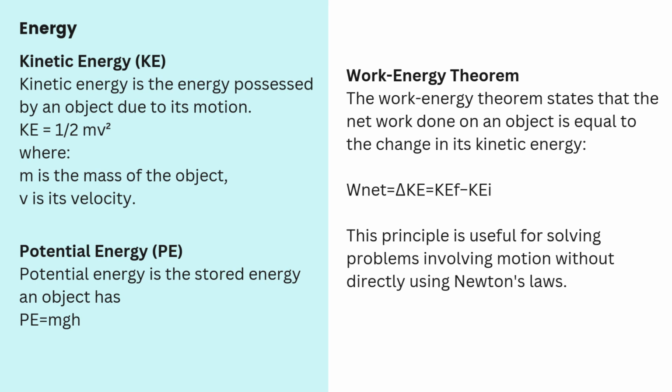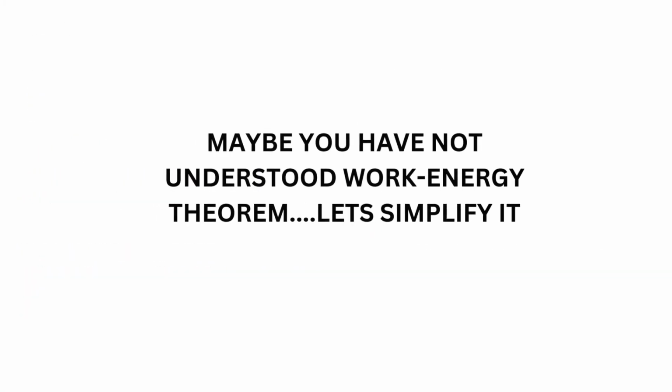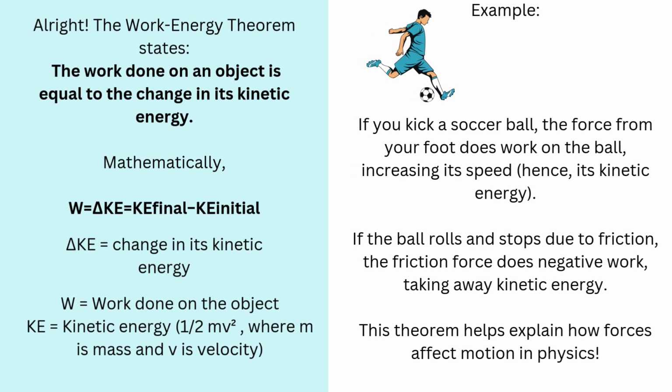The work energy theorem states that the net work done on an object is equal to the change in its kinetic energy. Maybe you have not understood the work energy theorem. Let's simplify it. The work energy theorem states that the work done on an object is equal to the change in its kinetic energy, mathematically, W equals delta KE equals KE final minus KE initial, where delta KE equals change in kinetic energy. You can see the example and understand the theorem.